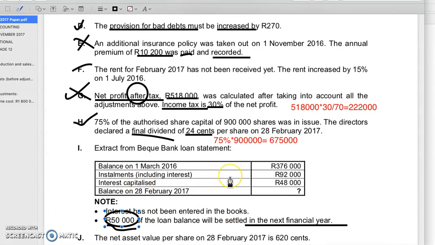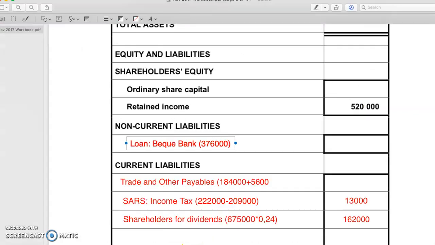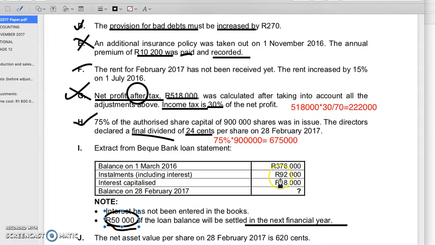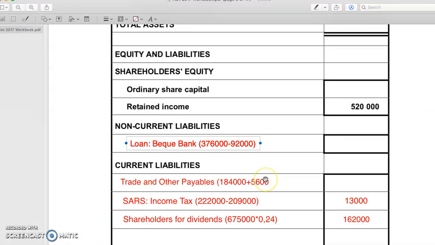Whenever you have installments or interest, and I remember we spoke about this when we did the income statement too, we subtract those installments. Now, whenever we have interest capitalized, right here, we add it, okay? You always add your interest capitalized. That's what interest capitalized means, and I told you this in another video.